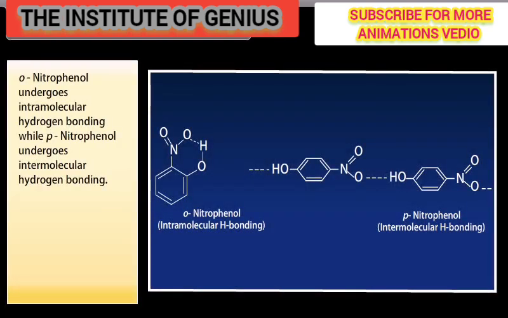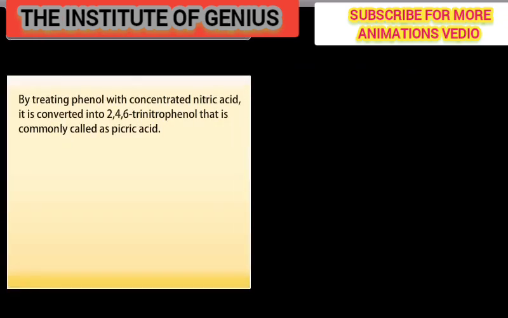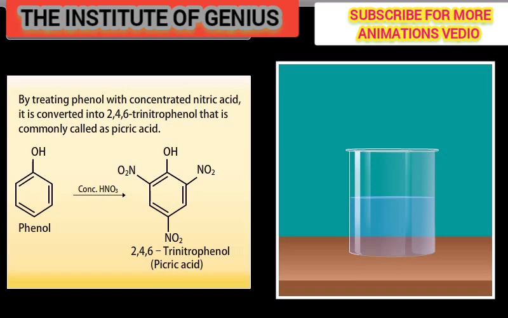Ortho-nitrophenol undergoes intramolecular hydrogen bonding, while para-nitrophenol undergoes intermolecular hydrogen bonding. Ortho-nitrophenol is steam volatile, whereas para-nitrophenol is less volatile due to the association of molecules and so can be separated by distillation. By treating phenol with concentrated nitric acid, it is converted into 2,4,6-trinitrophenol, that is commonly called picric acid. Phenol is converted into picric acid by treating it with concentrated nitric acid.